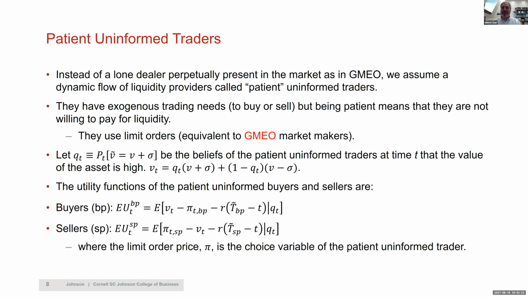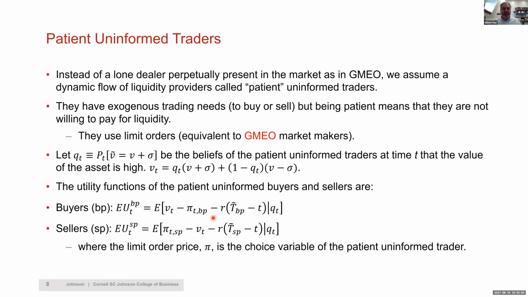The patient and informed trader is kind of the answer to Venki's question, right? Instead of a lone dealer that is perpetually present in the market and so on, like in the traditional model, we assume a dynamic flow of liquidity providers that we call patient and informed traders. So they do have a trading need, but being patient means that they're not willing to pay for liquidity, all right? So here, let's say QT is going to be the probability that the value of the asset is high, right? That's the belief of the uninformed traders. So VT is the expected value of the asset from the perspective of the uninformed traders.